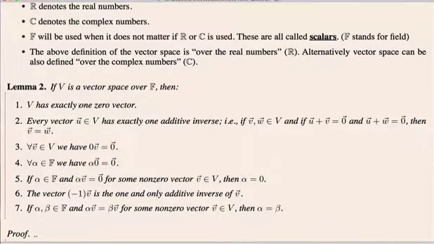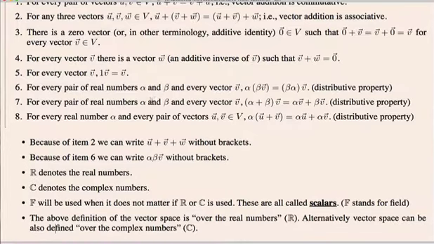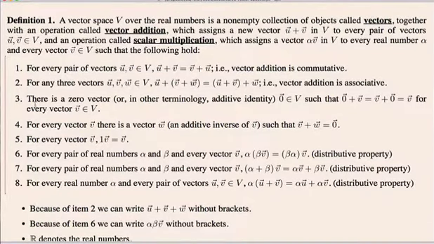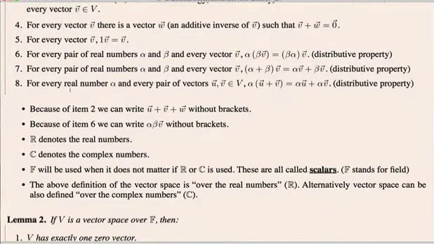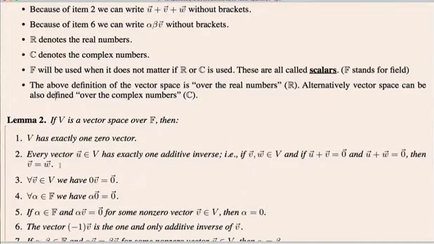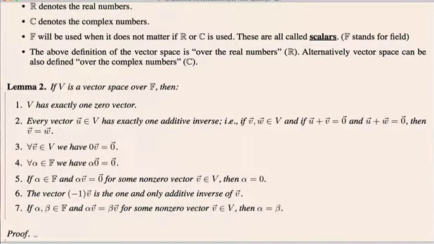So we prove all this. These properties: the first property is that V has exactly one zero vector. If you go back, defining property 3 was that there is a zero vector. It doesn't say exactly one zero vector, but actually we can prove that you cannot have more than one.